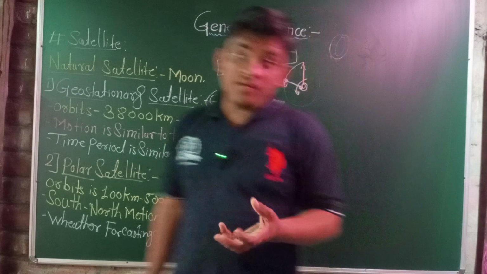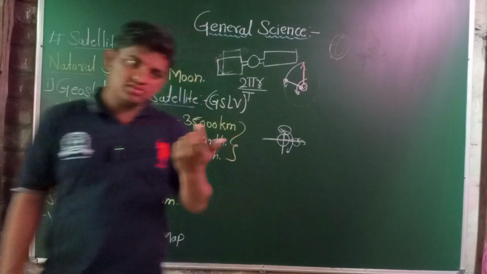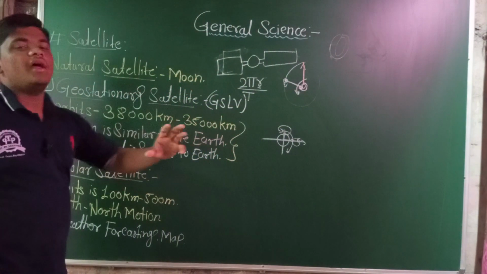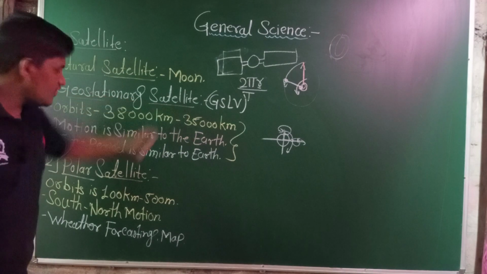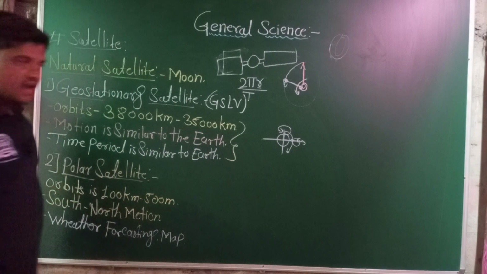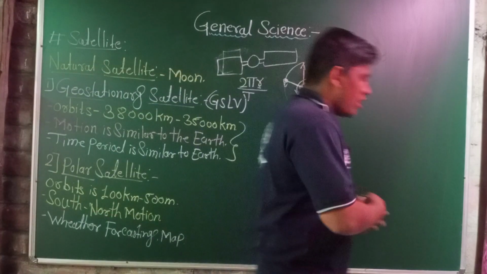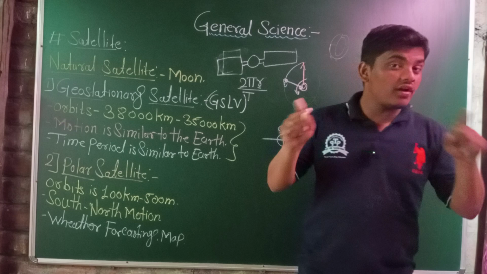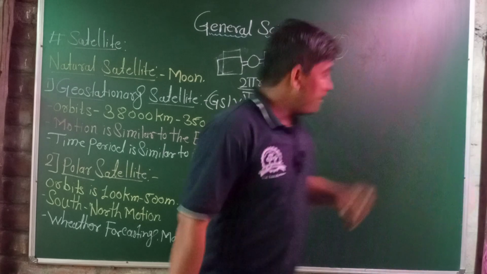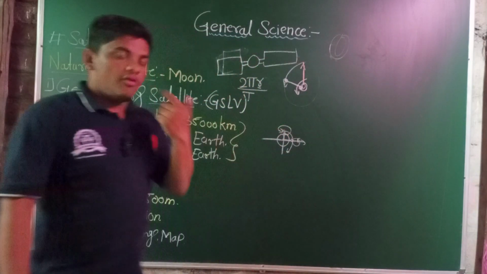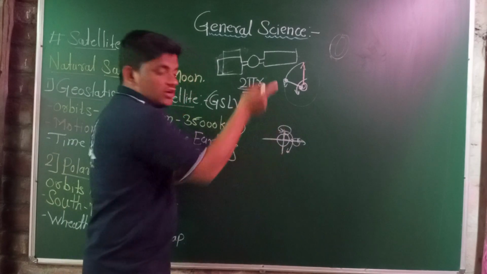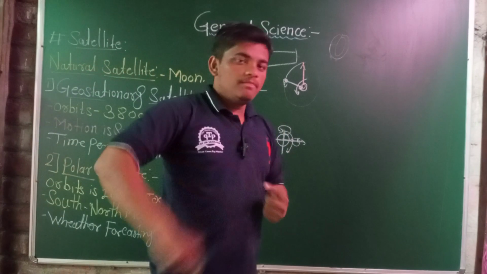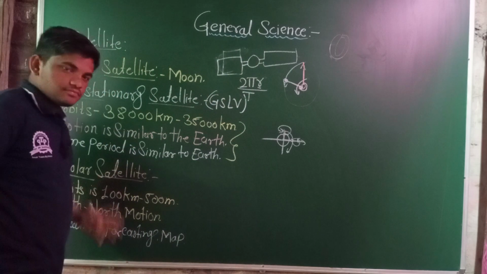A satellite is an object which revolves around the earth or around the planets. We have discussed two different types of artificial satellites, that is geostationary satellites and polar satellites. Geostationary satellites and polar satellites revolve in different paths, perpendicular to each other.